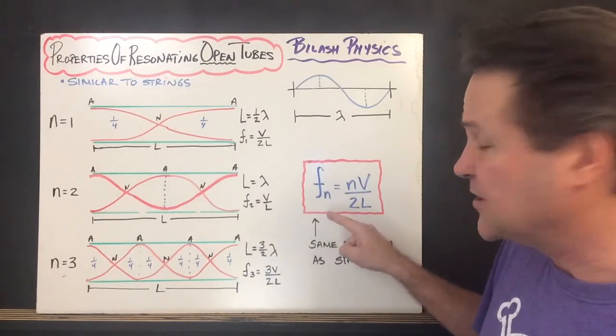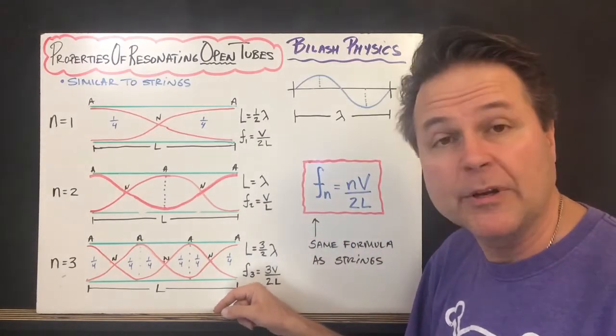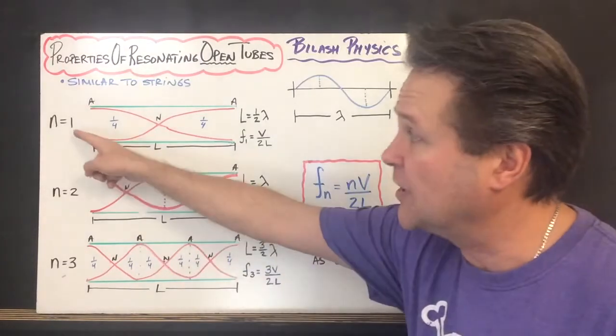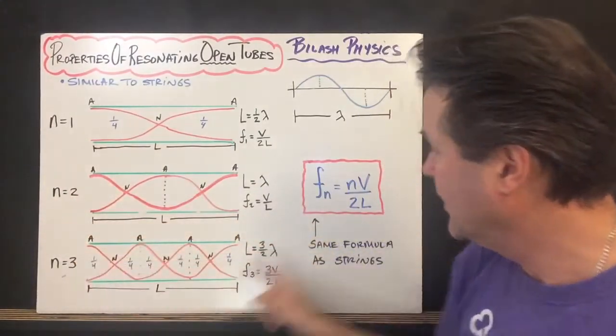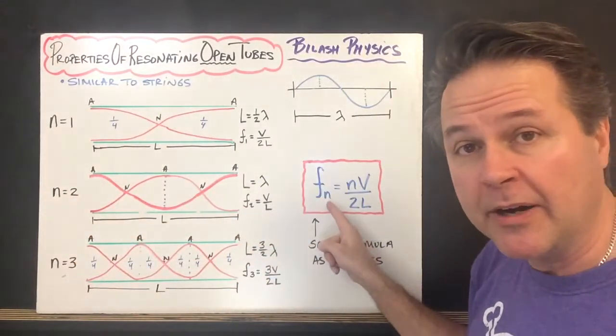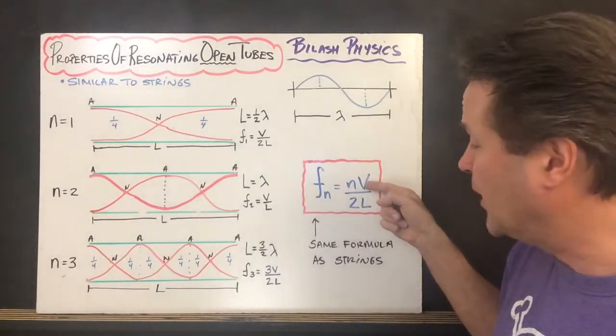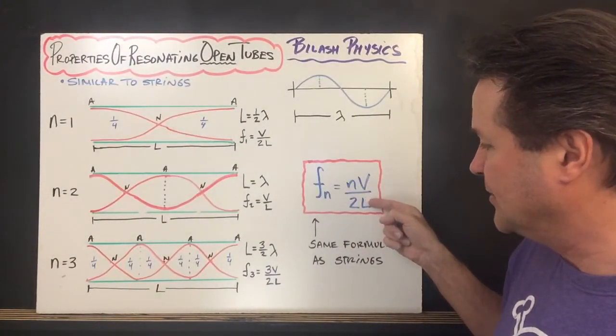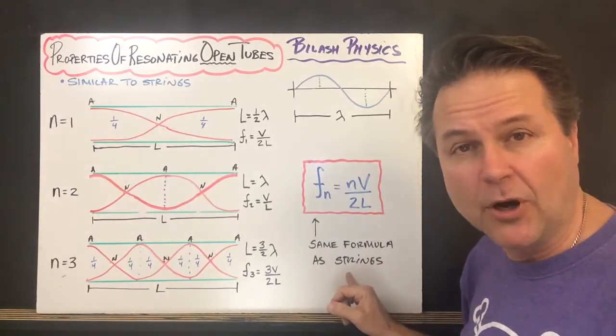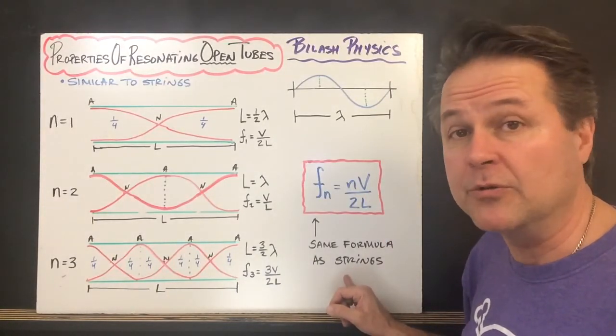Now, overall, we can summarize the frequency for any harmonic in terms of which harmonic we're looking at, as the frequency of any harmonic is equal to the harmonic number times the speed of the wave divided by 2 times the length. And you'll recall that that's the same formula that we use for strings.